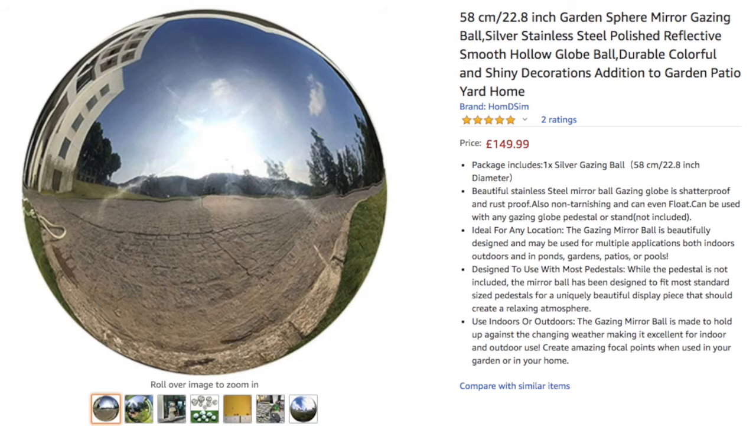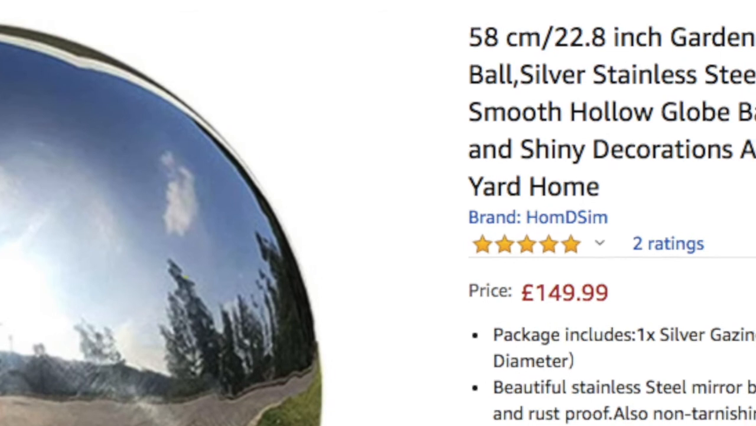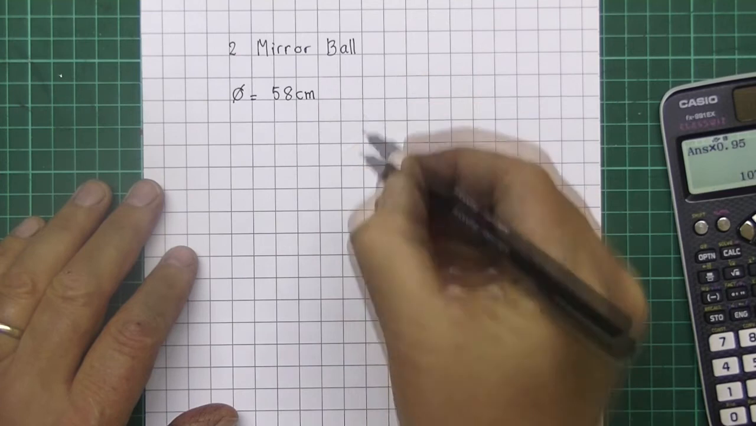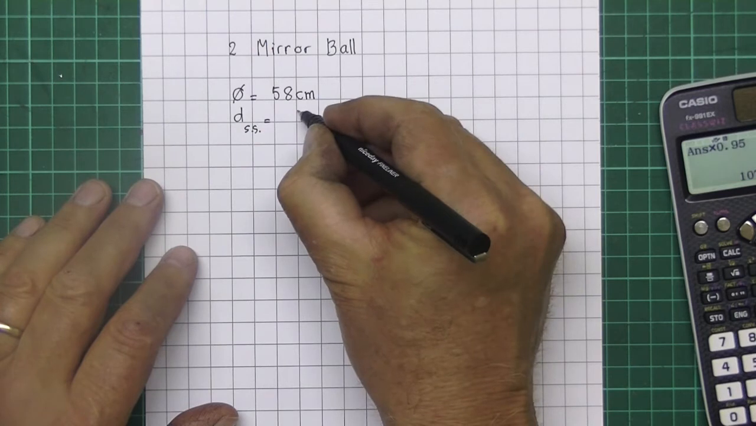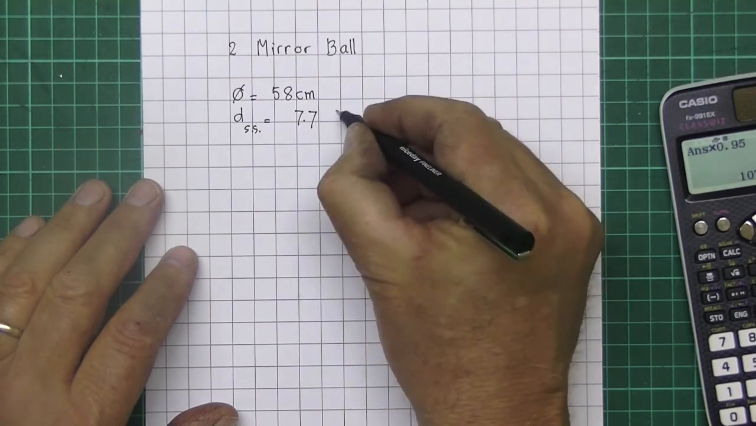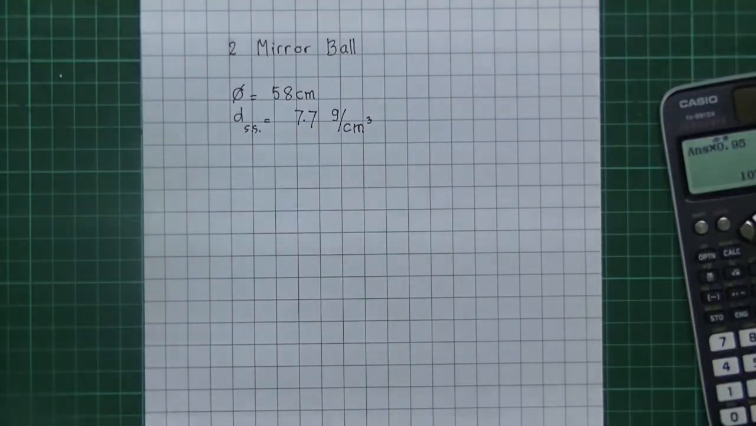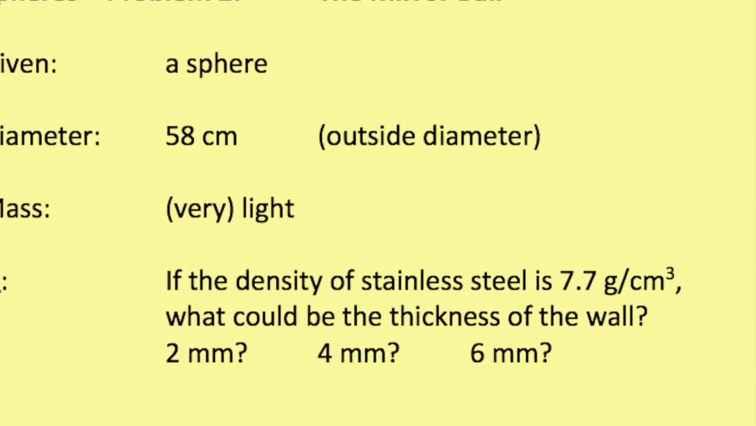For the second problem, we are looking at a mirror ball that you can purchase online, and it is given that this mirror ball made of stainless steel has a diameter of 58 centimeters. And also the density of stainless steel is given to be 7.7 grams per cubic centimeter. So what would be the thickness of the wall? Three options are given: 2 millimeter, 4 millimeter, or 6 millimeter.